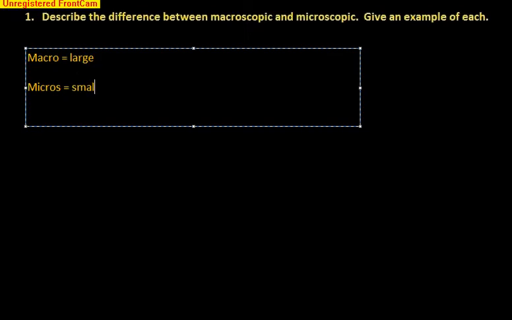In chemistry, macroscopic is something large enough that it's visible to the eye. Microscopic is so small that it is not visible to the eye.